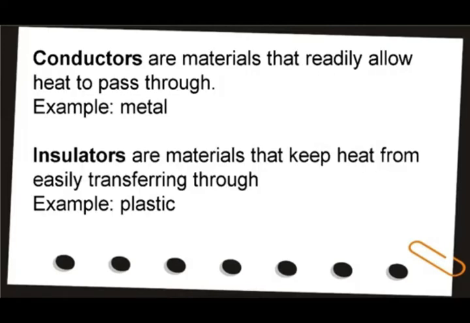In the video you had watched, in boiling water using 2 types of pans, one with a metallic handle and the other with a plastic handle. The metallic handle is a conductor and the plastic handle is an insulator. Conductors then are materials that readily allow heat to pass through, while insulators are materials that keep heat from easily transferring through.